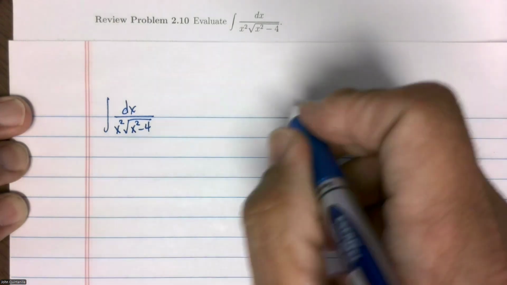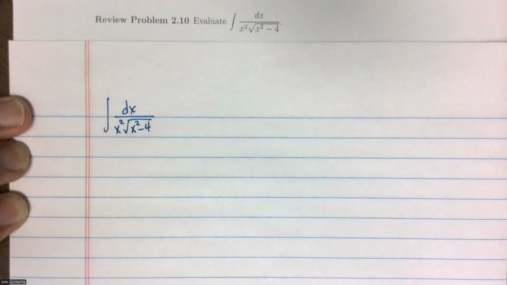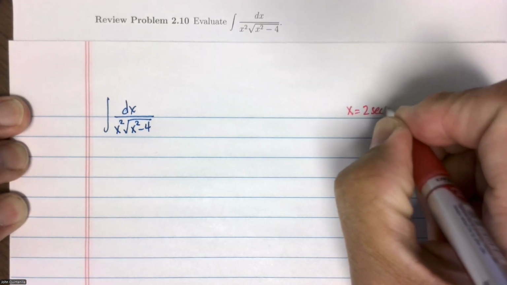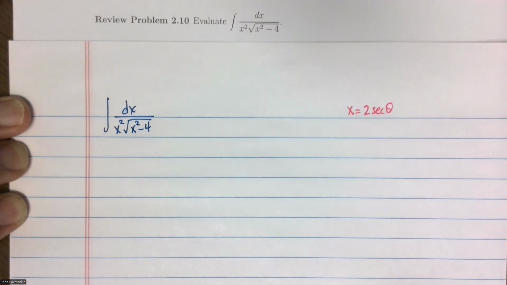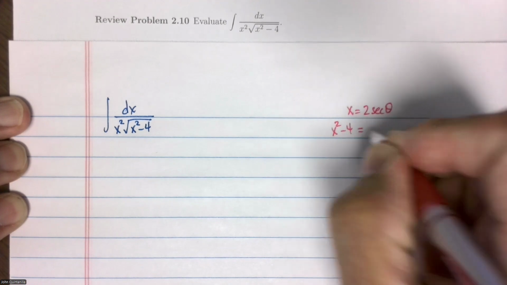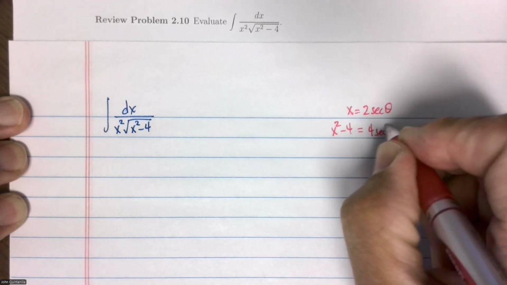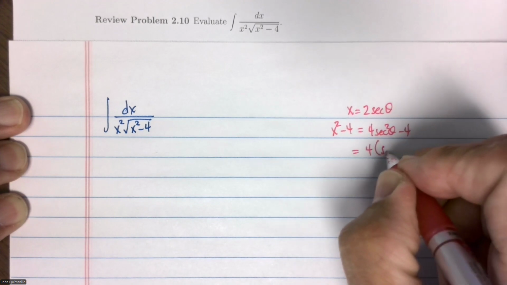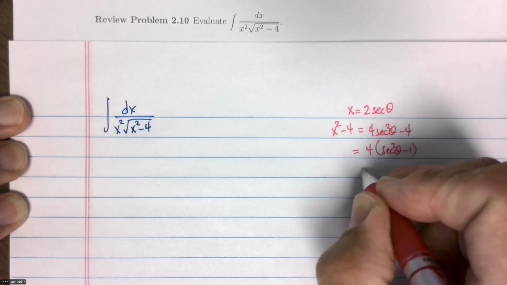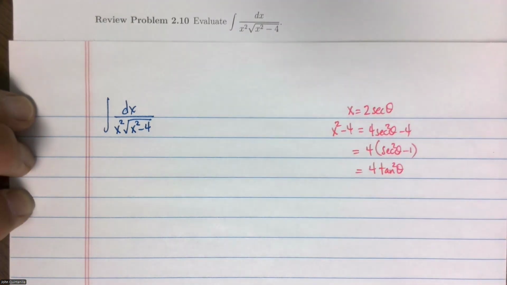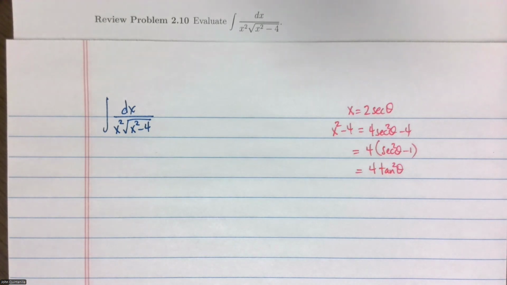In this case, the standard substitution to make is that x is equal to 2 times the secant of theta. Now, why do I make that substitution? Because if I take a look at x squared minus 4, that will be equal to 4 times secant squared theta minus 4, which is 4 times secant squared theta minus 1. And that's a trig identity, so that's equal to 4 times the tangent squared of theta.